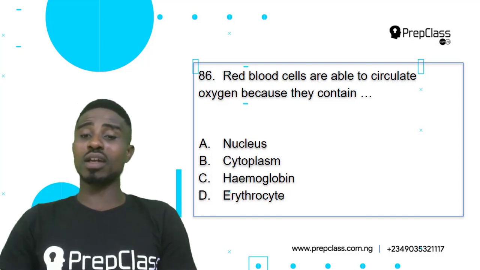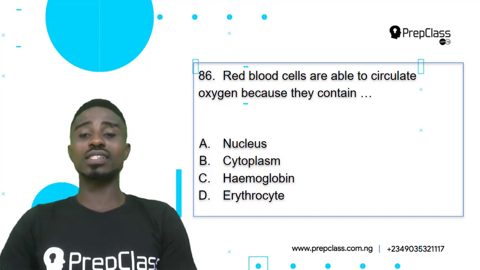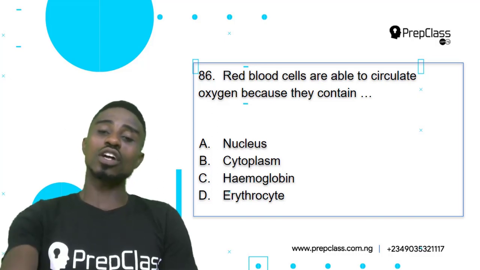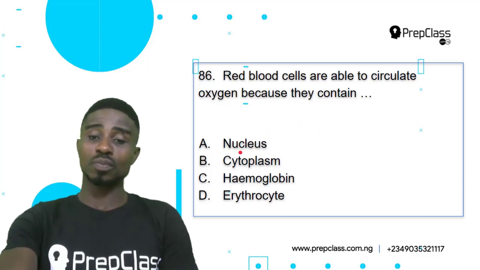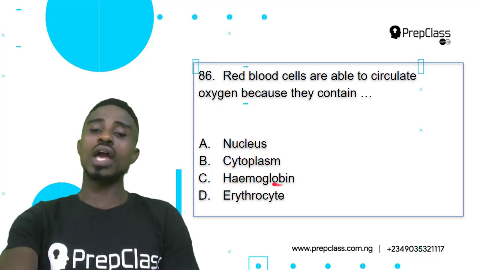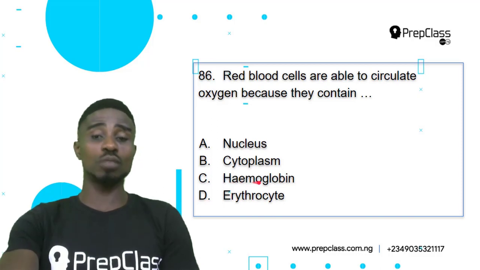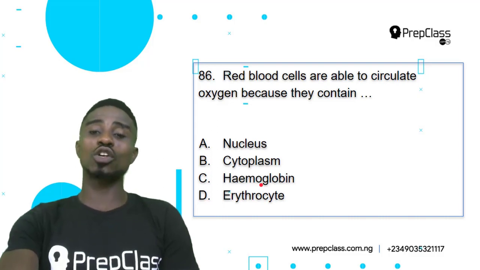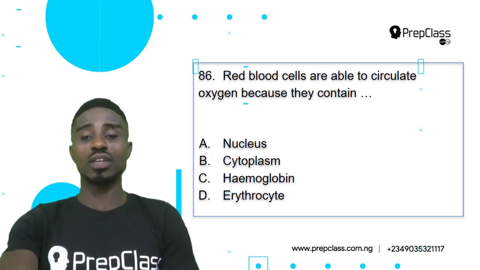Now we're talking about red blood cells. There is one thing the red blood cells contain that helps them to carry or circulate oxygen around the body, and that feature is also responsible for the redness of the blood. It is not the nucleus, neither is it the cytoplasm, but it is the hemoglobin. So hemoglobin is what is responsible for the redness of the blood. It is also responsible for circulation of oxygen throughout the body.